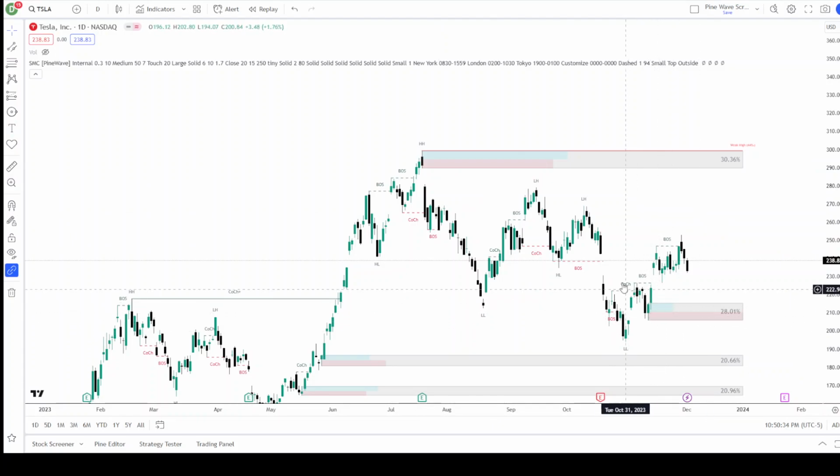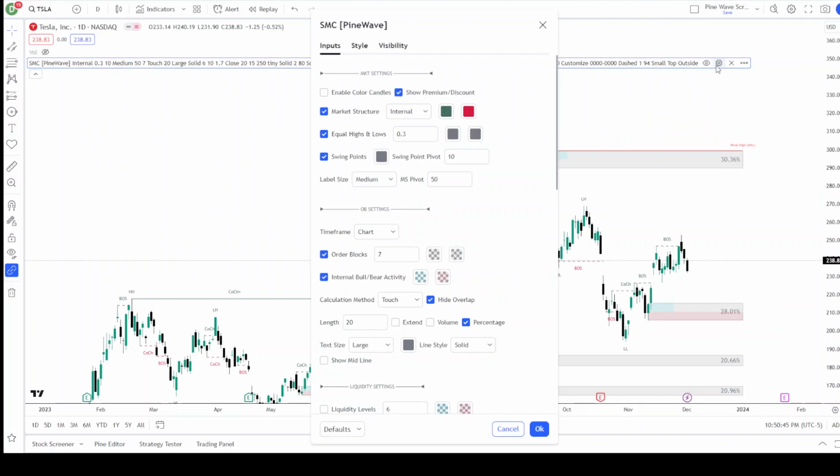So something this indicator is looking at is what the bearish or bullish activity was when these order blocks were set. That's also not something that I track too much, but that's exactly what that internal bull bear activity offers.